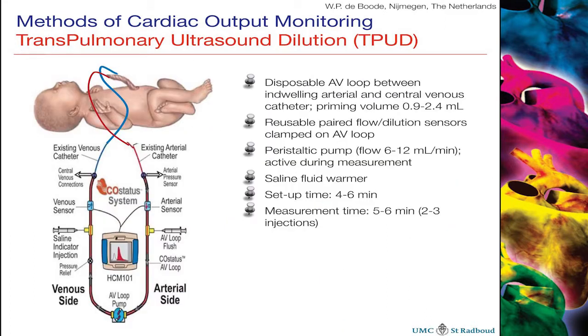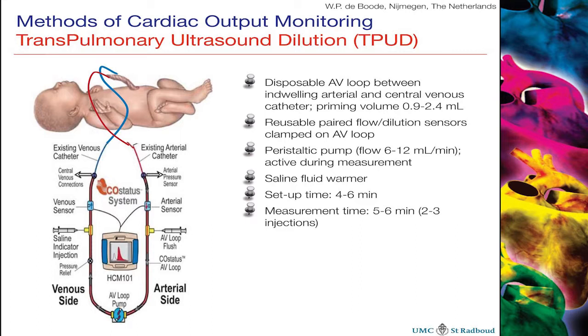So what it means is that we connect any central venous catheter to an extracorporeal loop and connect it again to an arterial catheter. No dedicated catheter. It can be used with umbilical catheters, it can be used with peripheral arterial catheters, or with other central venous catheters, no dedicated catheters.